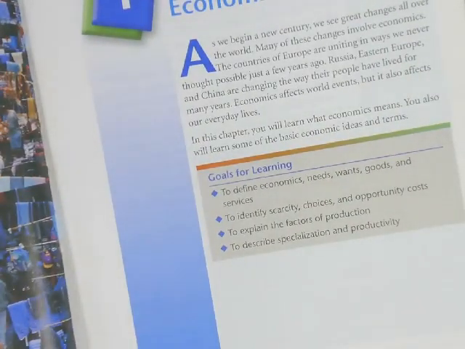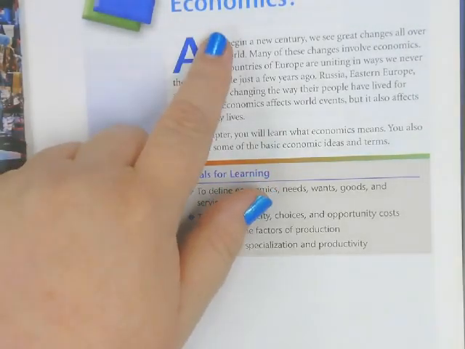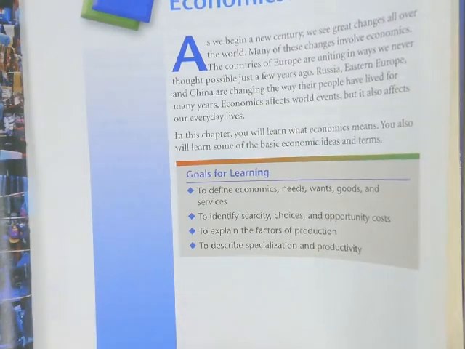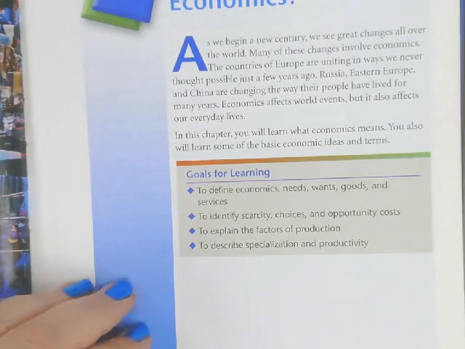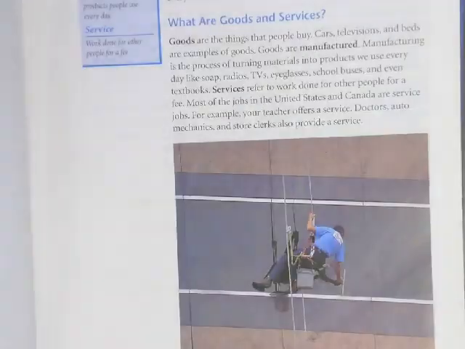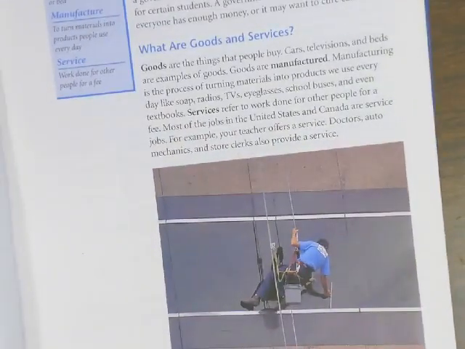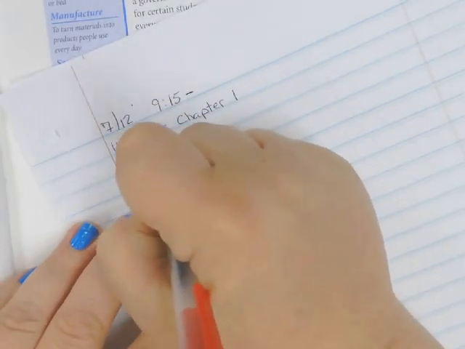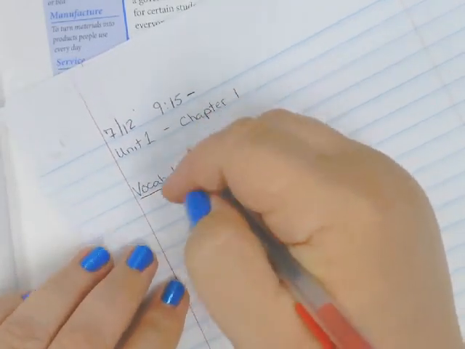Okay. So we're going to move the papers over. You have that written down? Okay. So, what is economics? So you want your book open to page 3. Okay? Open. Okay. So the first thing you did was vocabulary. What was that?